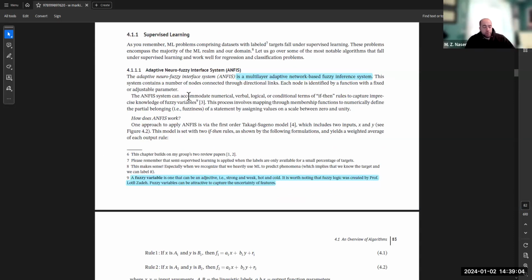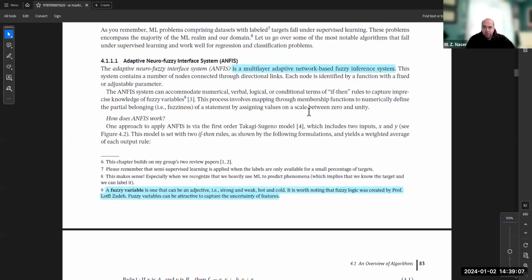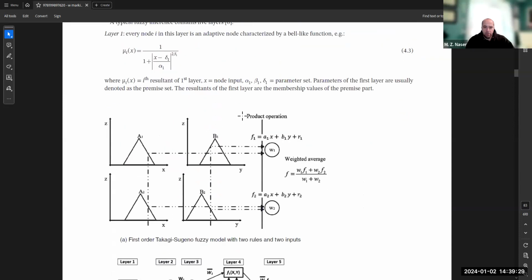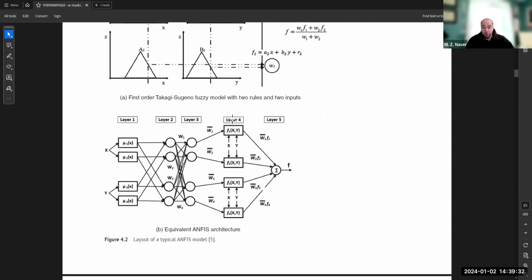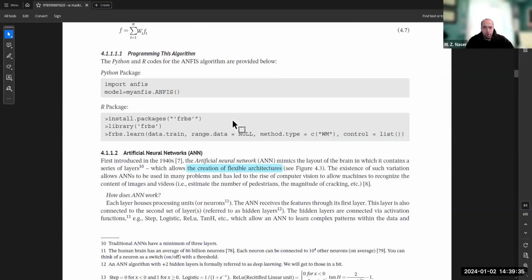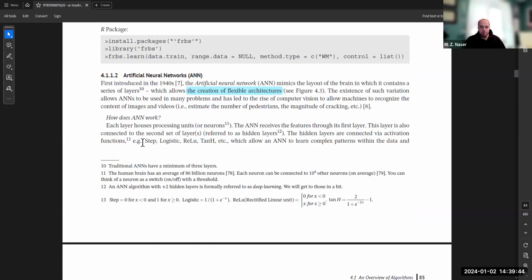For instance, we have ANFIS. ANFIS is multi-layered, somewhat of a neural network with a fuzzy inference system. Whenever you hear fuzzy, it basically means the term has some uncertainty, like cold, warm, hot, and we try to mathematically describe it. There is a lot of math behind ANFIS, and different architectures as well. For every algorithm, we have the Python package and the R package too, so you can just install those and start playing with it if you're into the coding side.